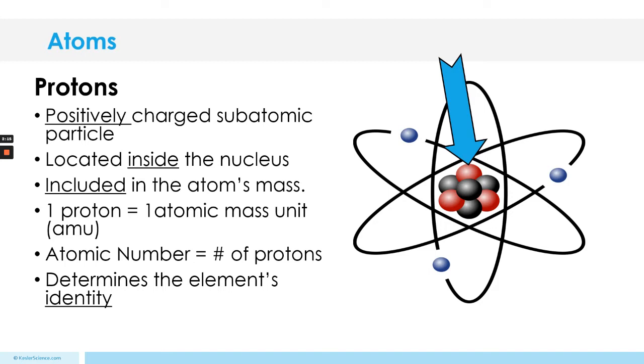This is the identity. So all atoms of, let's say, carbon have the same number of protons. They can have different numbers of electrons, they can have different numbers of neutrons, but they all have the same number of protons. So this is very important. Protons determine the element's identity, what it is, its lunch number.